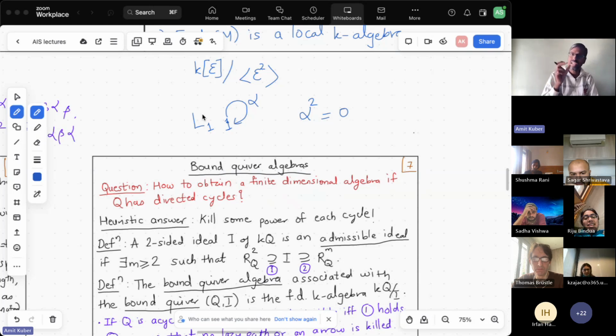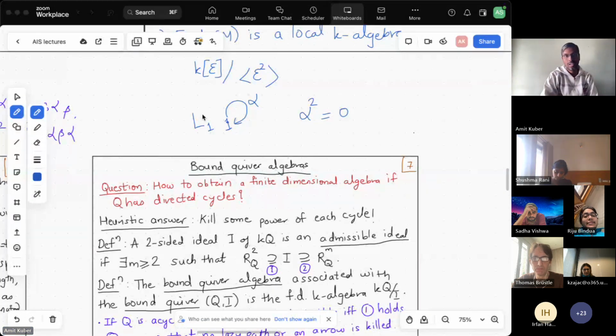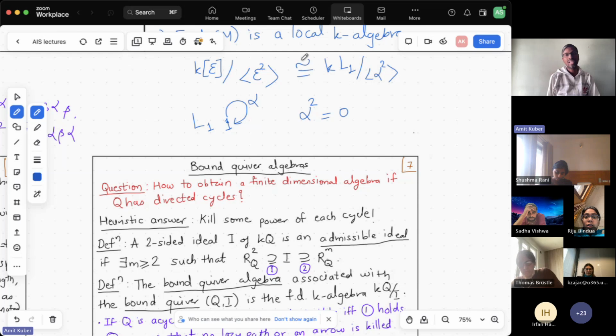So if alpha square is killed, then of course alpha cube, alpha to the power 4, all higher powers are killed. So KL1 modulo the ideal generated by alpha square is isomorphic to the algebra that we were interested in.